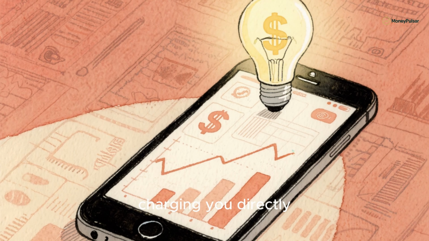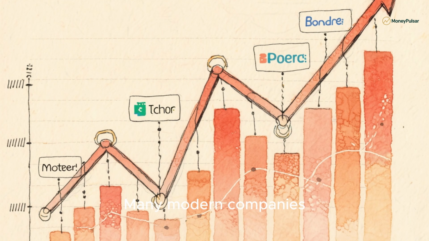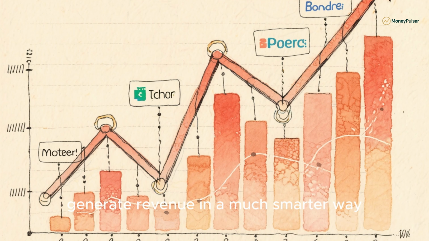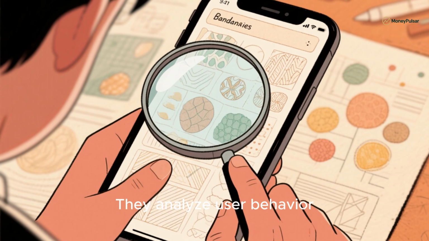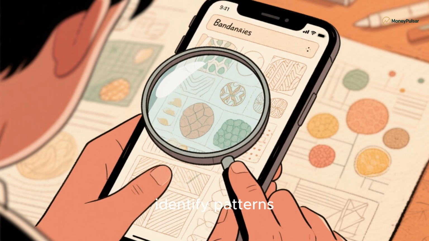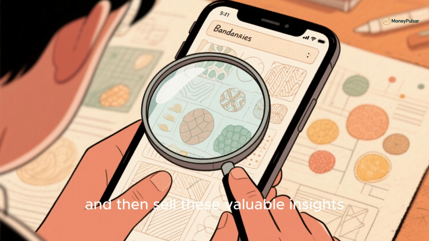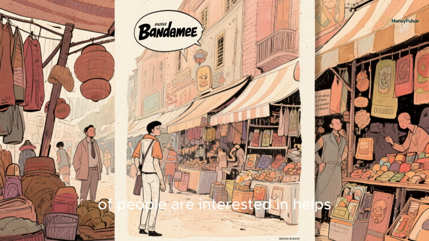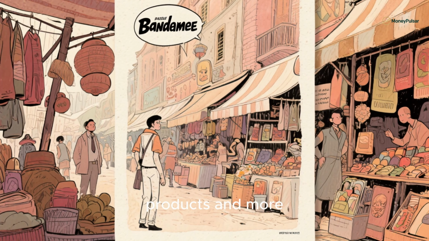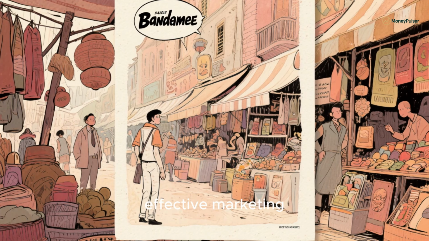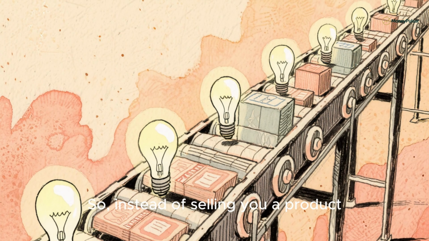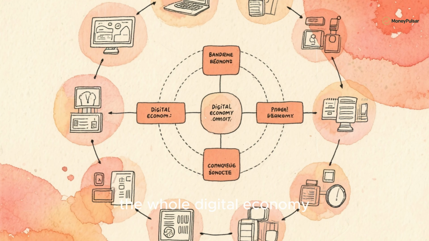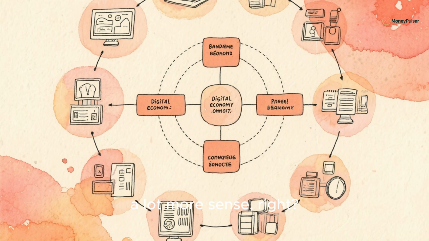It's not always about charging you directly. Many modern companies, especially in the tech world, generate revenue in a much smarter way. They analyze user behavior, identify patterns, and then sell these valuable insights to other businesses. Think about it. Knowing what thousands of people are interested in helps companies create better products and more effective marketing. So, instead of selling you a product, they're selling intelligence. Once you get this, the whole digital economy starts to make a lot more sense, right?